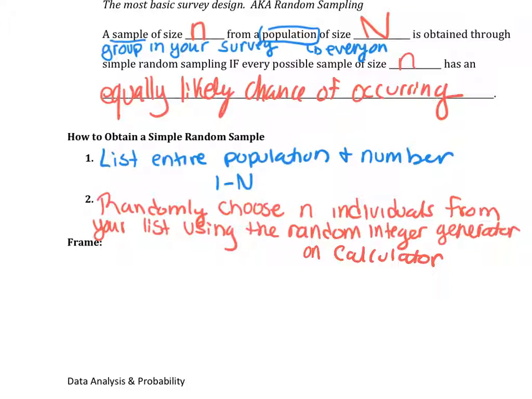Okay, so we will talk about how to do that random sample after lunch, but just one last thing. The frame down here, a frame is just another name for the list of your entire population. So the list that you're using to get your random sample from.